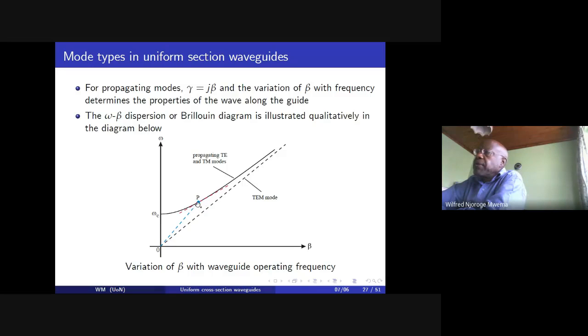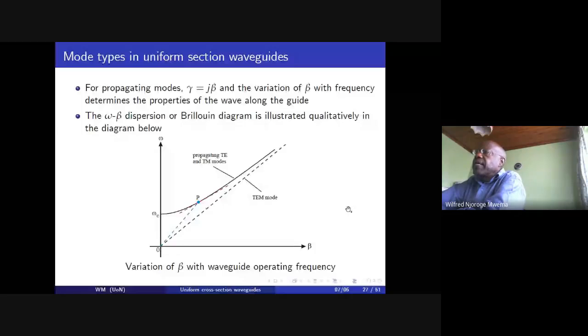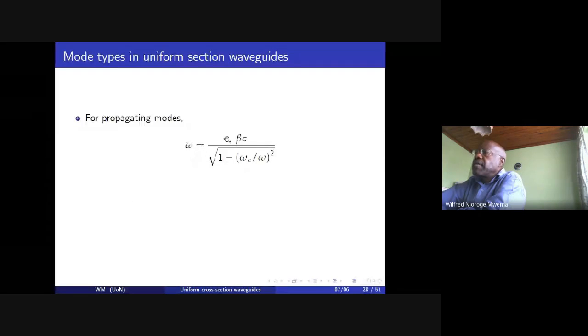That is, to any point there, the slope of that will give us a value for beta, and that equation value here will also give us a value for the alphas in the propagation constant there. So for propagating modes, we can write that omega is equal to beta multiplied by c over 1 minus omega c by omega, where now I'm replacing the f's by multiplying with 2 pi, which will not change anything. So we are just using the radial frequencies.